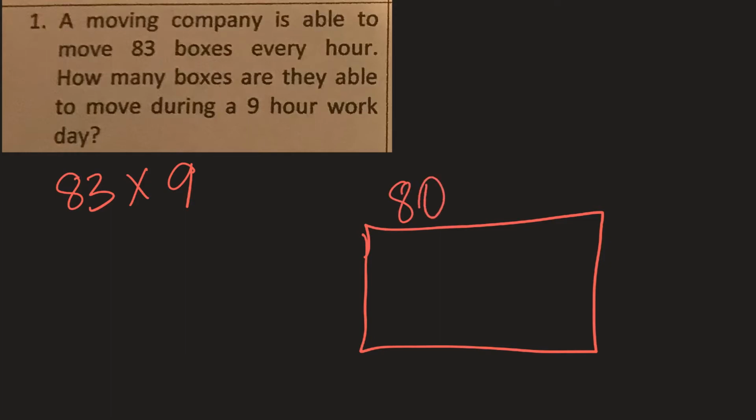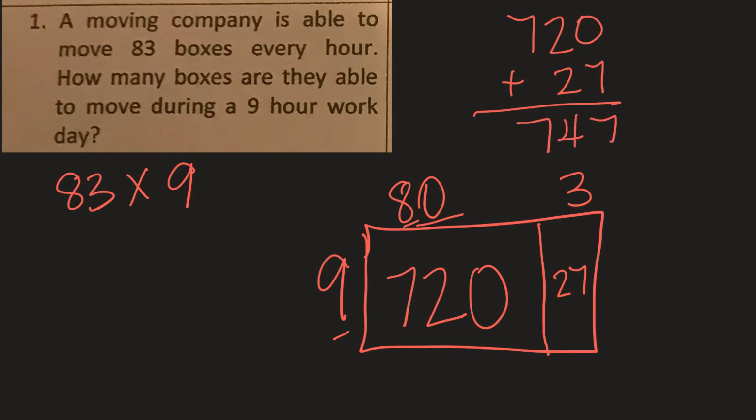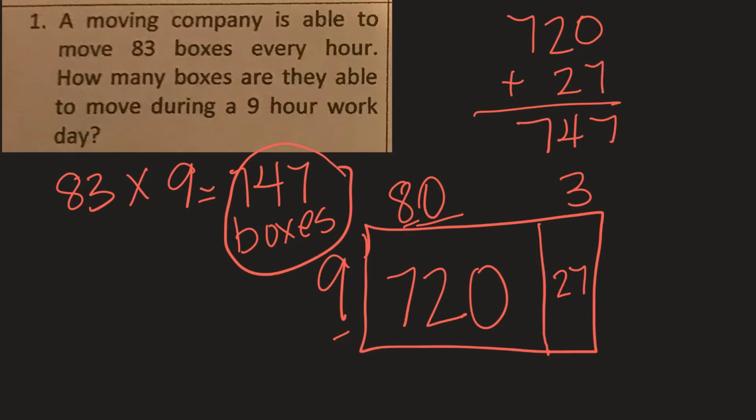So 80 plus 3 times 9. Well, I know that 9 times 8 is 72, so 9 times 80 will be 720, and 9 times 3 is 27. So I'm going to add 720 plus 27 to get 747. So they can move 747 boxes in 9 hours.